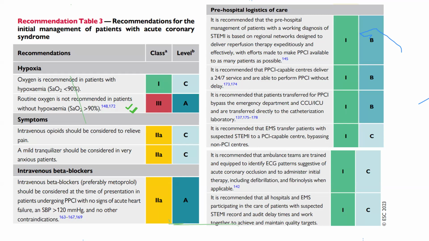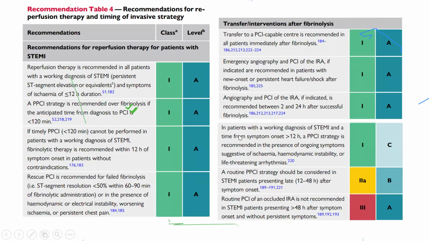It is recommended that ambulance teams are trained and equipped to identify ECG patterns suggestive of acute coronary occlusion and to administer initial therapy, including defibrillation and fibrinolysis when applicable. It is recommended that all hospitals and EMS participating in the care of patients with suspected STEMI record and audit delay times and work together to achieve and maintain targets.